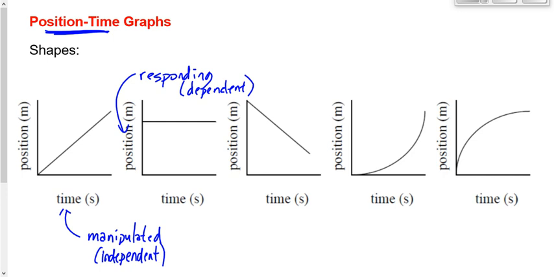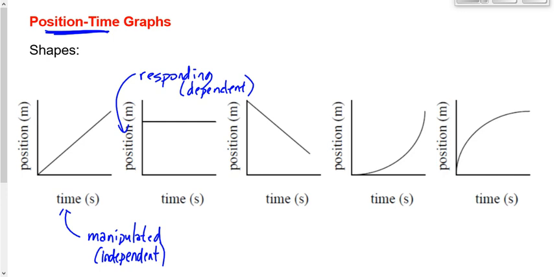Now, what I want to do with each of these graphs is to describe what each of these shapes represents. We have in graph number 1 a straight line on a position time graph. You guys know what position is, right? Position is where something is, the location of something. In this graph, you can see in the first graph, the position is changing. It's increasing, right? You're moving.